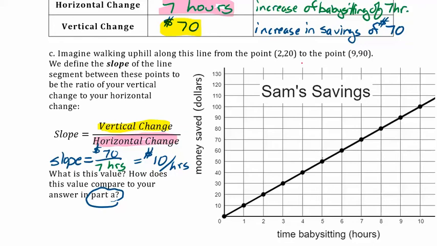All right, I don't know what you picked, but I'll just do something that maybe people wouldn't pick. I'm going to go from 7, 70 over here to 10, 100. All right, so I went from 70 up to 100. That's $30. And then we went from 7 hours over to 10 hours, so that's 3 hours.